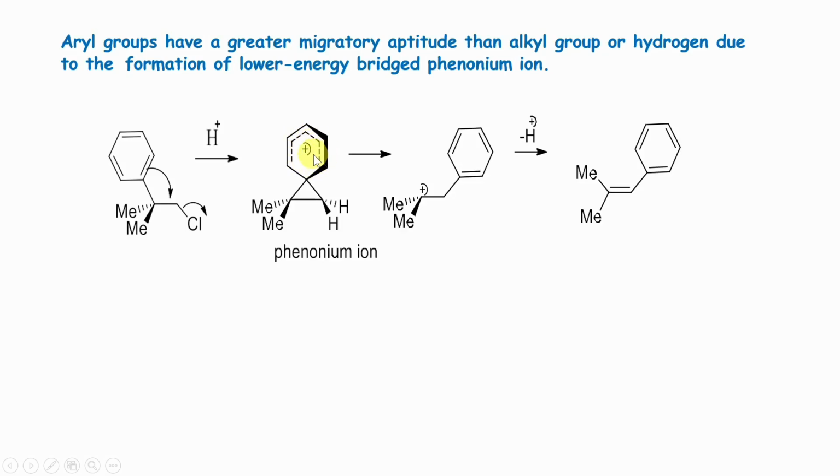And from this phenonium ion, this aryl group shifts from this position to this position, or a 1,2 shift takes place, or the aryl group from here migrates to this carbon atom, thereby forming this carbocation, a tertiary carbocation. From this tertiary carbocation, a proton is eliminated from this carbon atom, thereby a new double bond is formed between these two carbon atoms, forming this molecule. It is also an example of Wagner-Meerwein rearrangement involving aryl group migration.